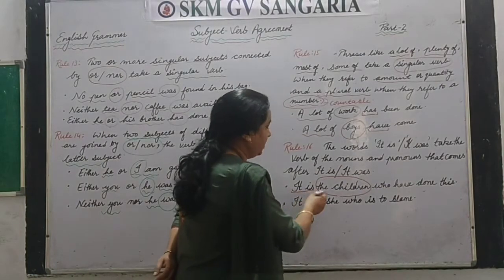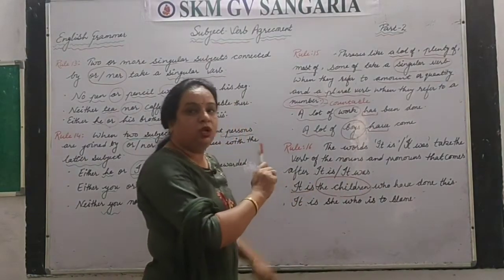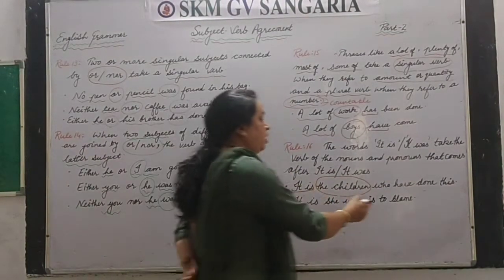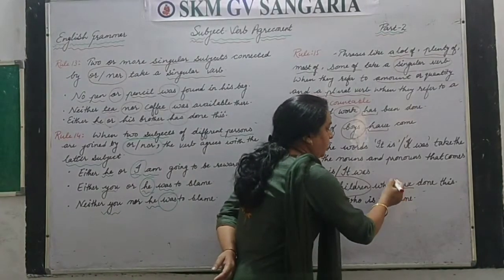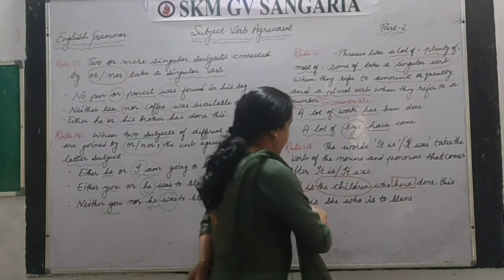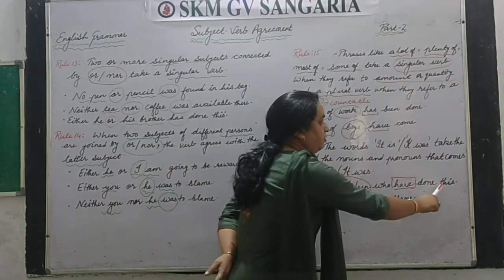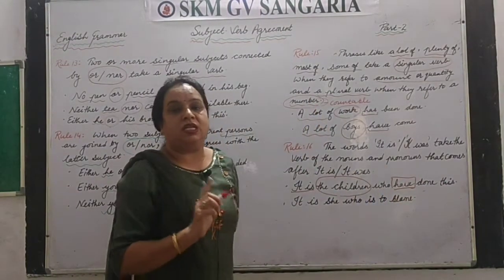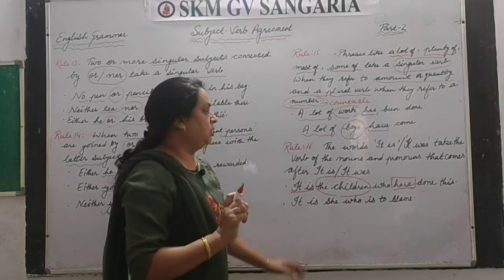See example, it is the children. Now the children is what? Plural. What you have to use here? Have. So have is what? Plural, because children is also plural. So it is the children who have done this.